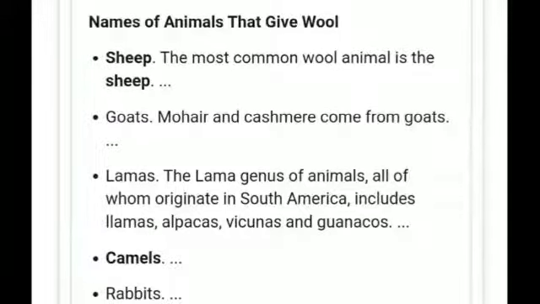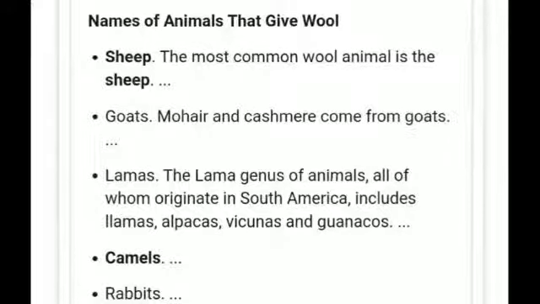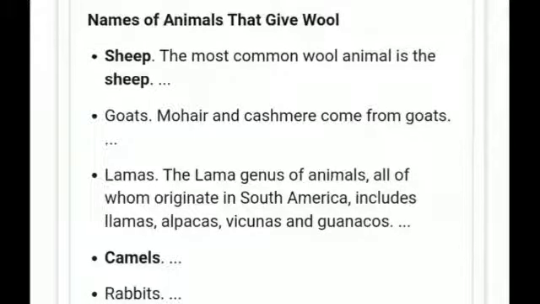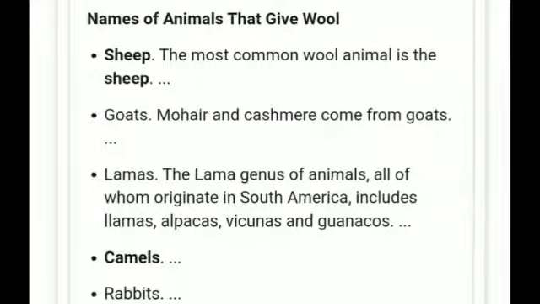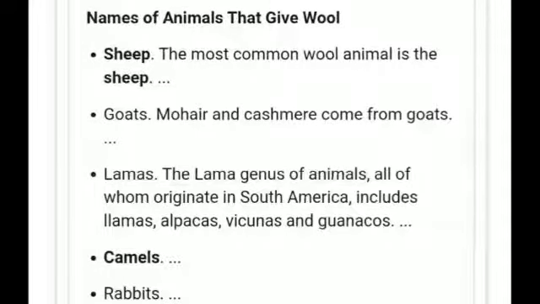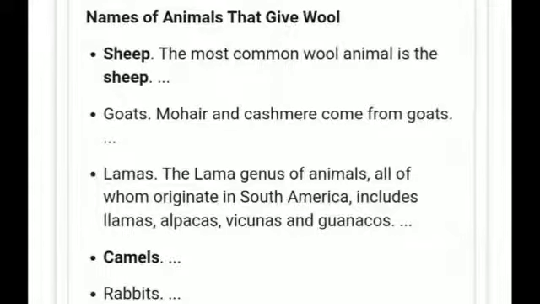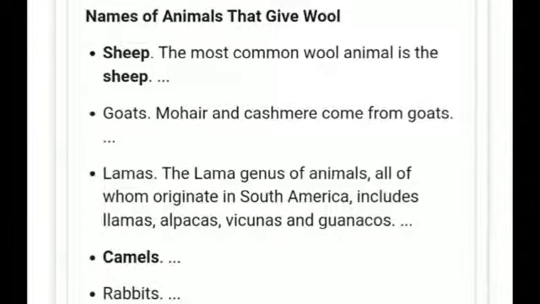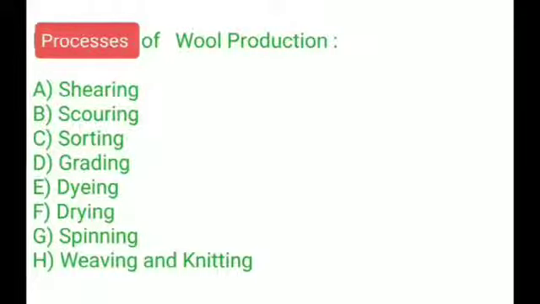Next we have camel. The fleece of camel gives soft, warm and lightweight wool. The best quality camel wool is obtained from Bactrian camels of Siberia, Mongolia and China. Along with that, alpaca, vicuna and llama are animals that belong to the camel family and are mostly found in South America. A very fine, lustrous and lightweight wool is obtained from these animals. Rabbit and yak also give us wool.